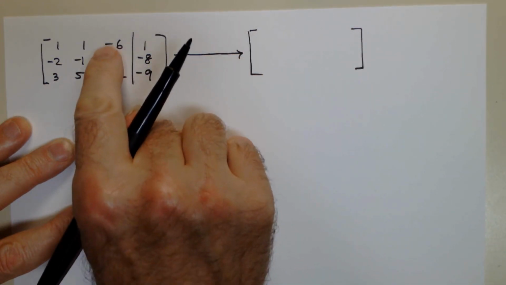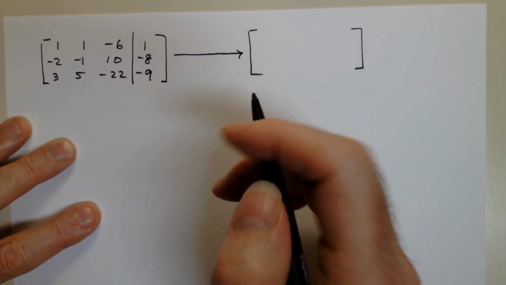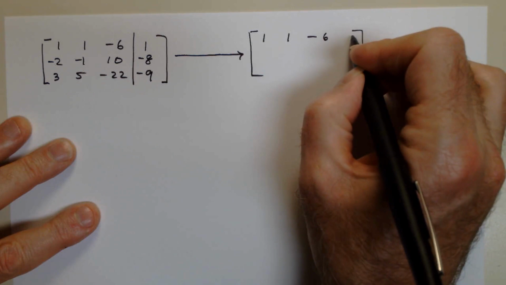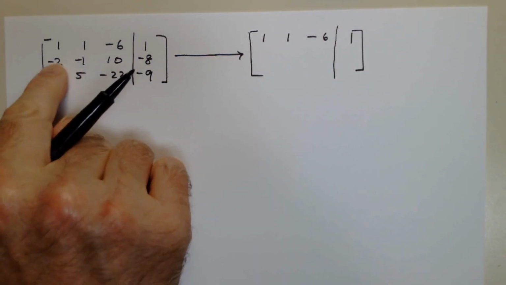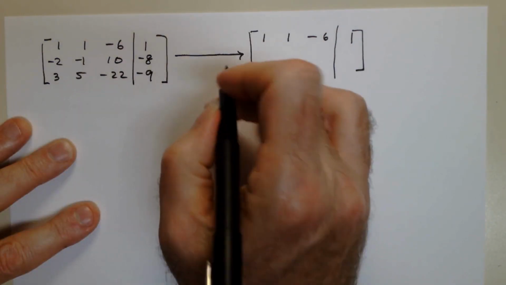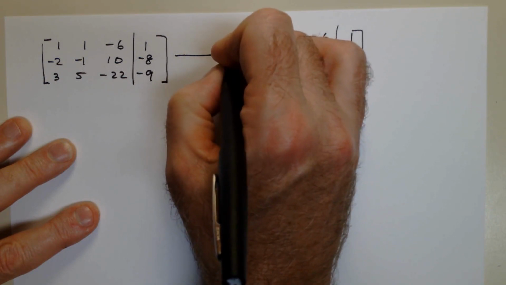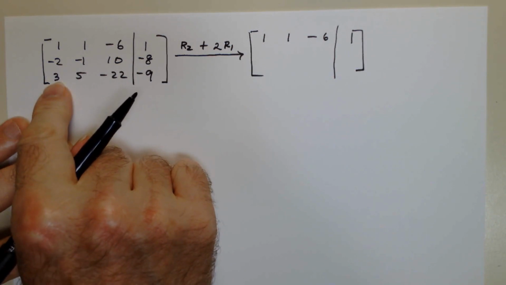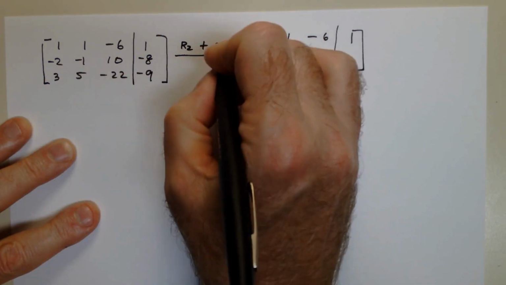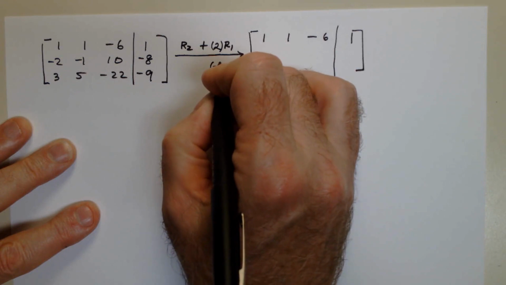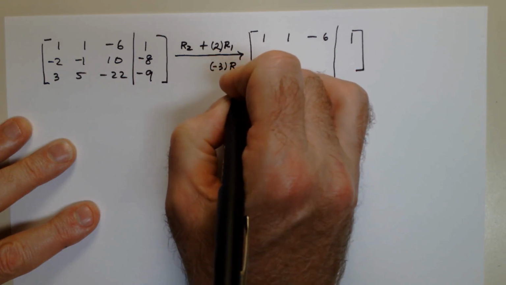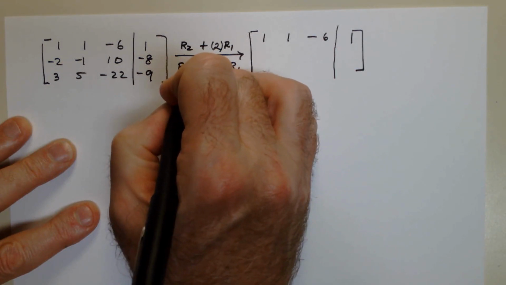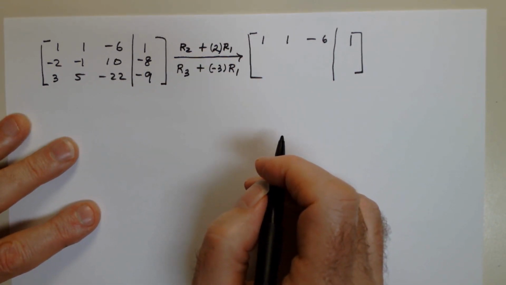Okay, so I'm using row 1 to have an effect on rows 2 and 3. So row 1 is not going to change. Now I want to eliminate this -2, so I'm going to scale row 1 by 2 and add that on to row 2. I also want to eliminate this 3 here, so I'm going to scale row 1 by -3, and I'm going to add that onto row 3. Okay, so let's see what the overall effect is going to be.